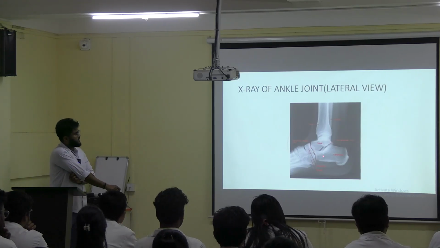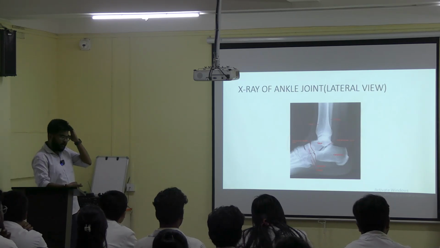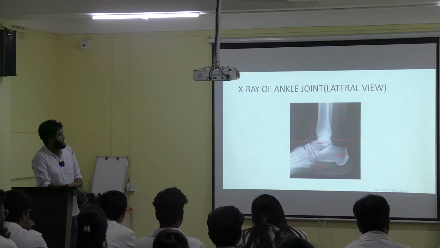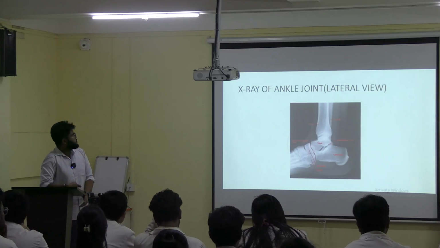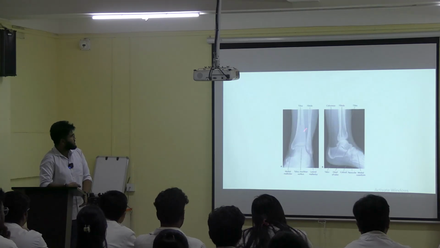So here you can identify the calcaneus, talus, and anterior to the talus, the navicular. Everything you have to identify. So this is the ankle joint. Next one is, see, this is the ankle joint.